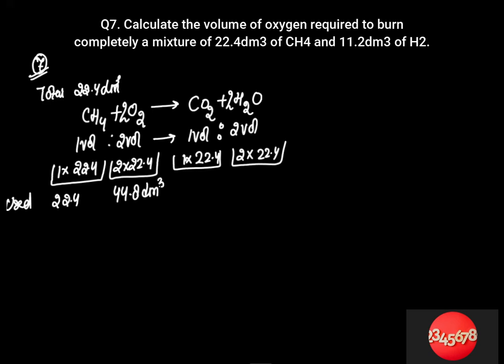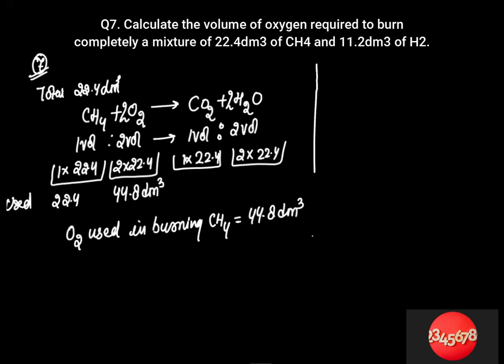So how much O2 is used in burning methane? 44.8 decimeter cube. Yes. My question says that for one volume of CH4 you need 2 volumes of oxygen. Double oxygen is needed. So if you take 22.4, it should be 44.8. Children usually do this verbally.